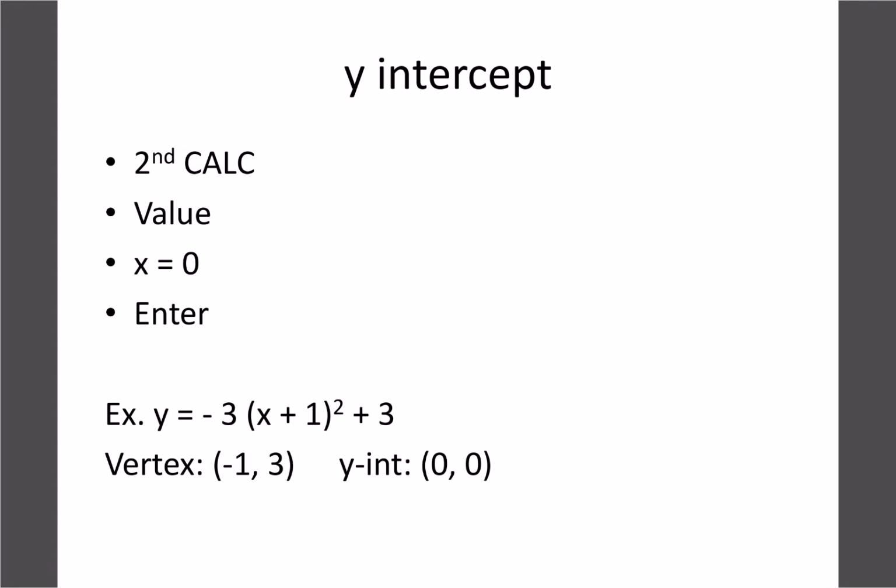Now let's try the y-intercept. For this one, if you go back to second calc, value is the easiest one to use. All you have to do is put in a 0, because we know when x is 0, we should have a y value of something, and in this case, we get 0, 0 as our coordinate. So that one's really easy to solve for.